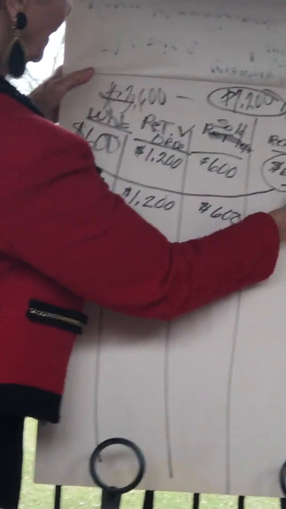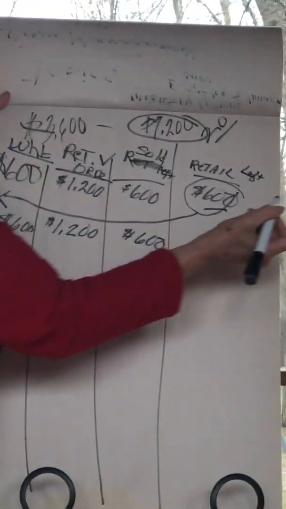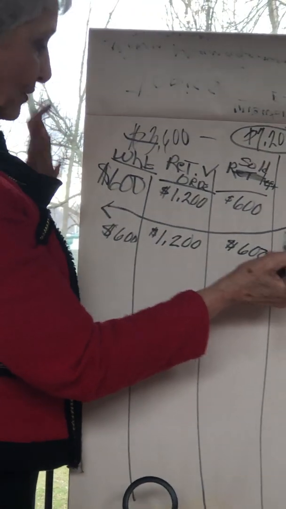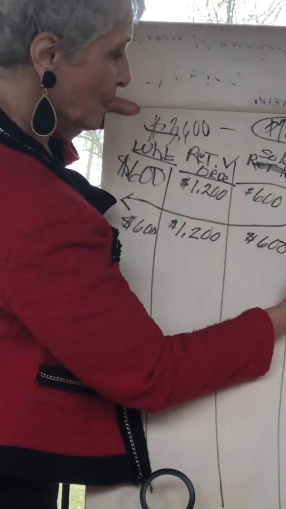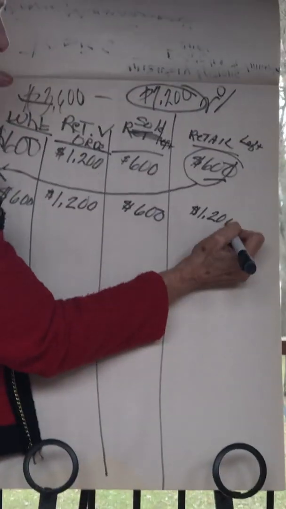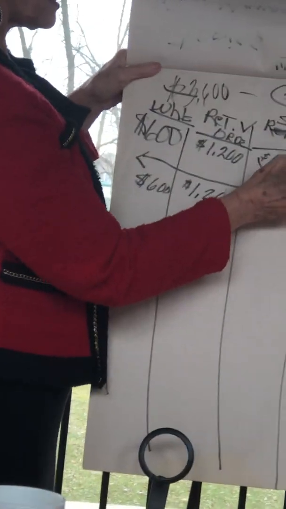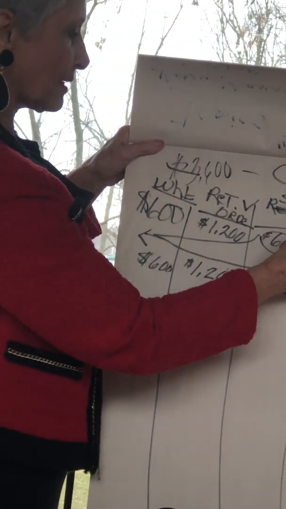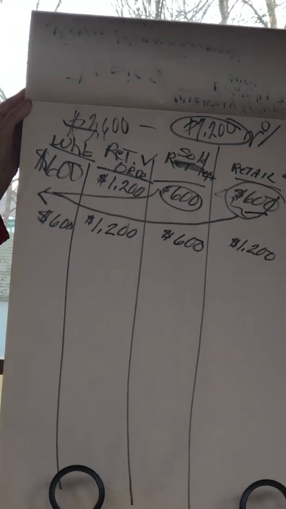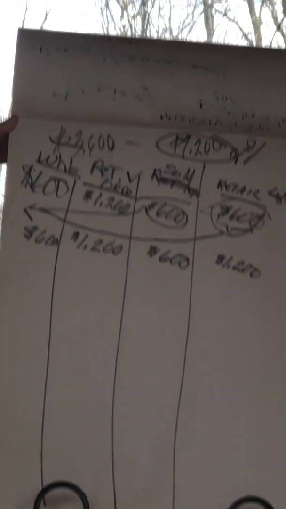Retail left on your shelf is 1,200. Yeah, it's 1,200. I'm sorry, this is where the 600 is now. Okay, 1,200 left on your shelf. So that's building, after two shows.